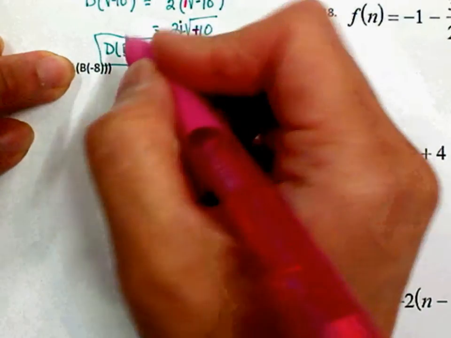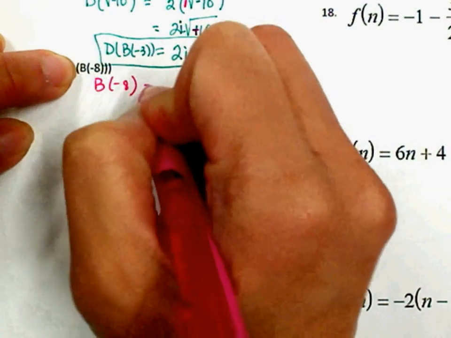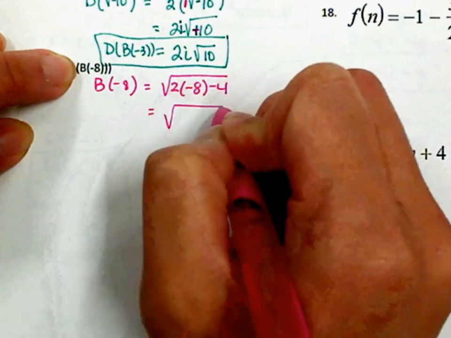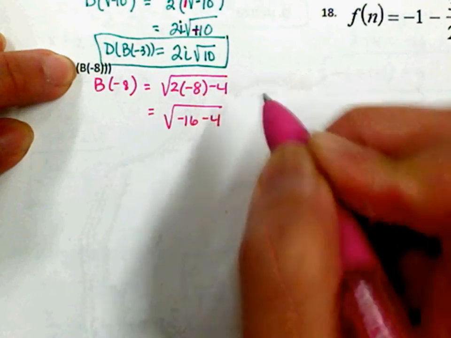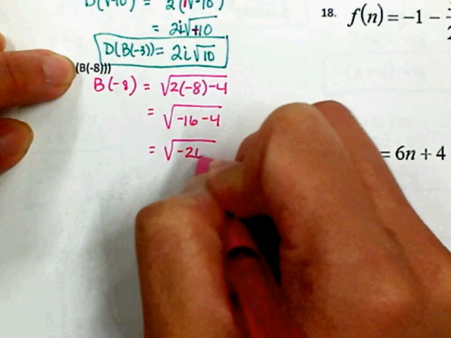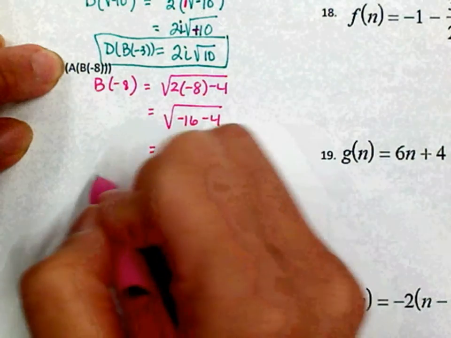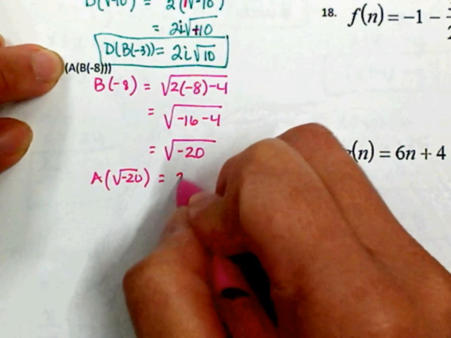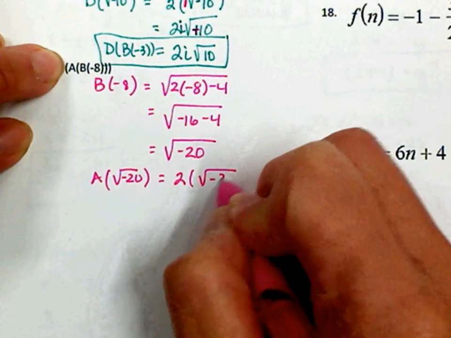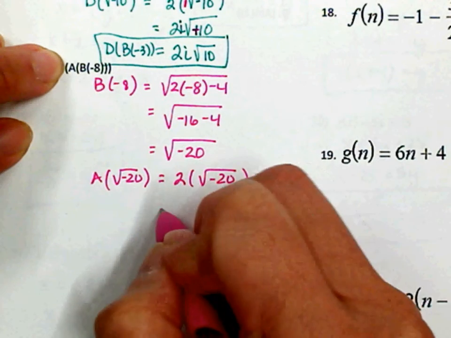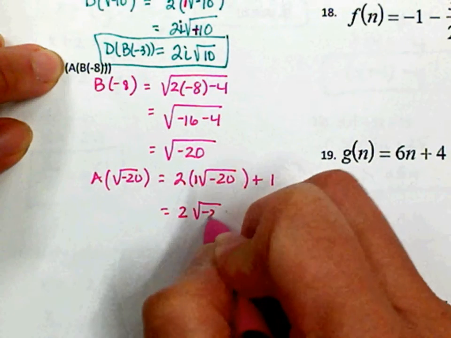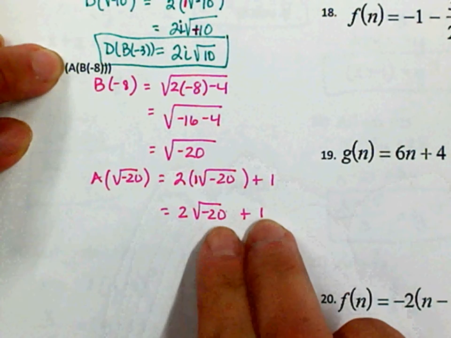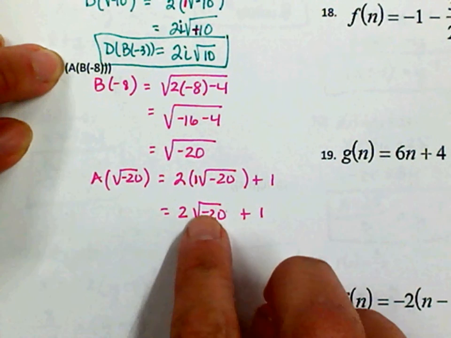So we're going to try with b first. -8. So square root of 2 times -8 minus 4. 2 times -8 is -16 minus 4. Comes out to be square root of -20. Okay? Next is your a. Your new x is now square root of -20, so you have 2 parentheses square root of -20 plus 1. 2 times 1 is 2 square root of -20. See how I'm just rewriting it without the parentheses, plus 1. I cannot add those together. These are not like terms. Think of it as one term.